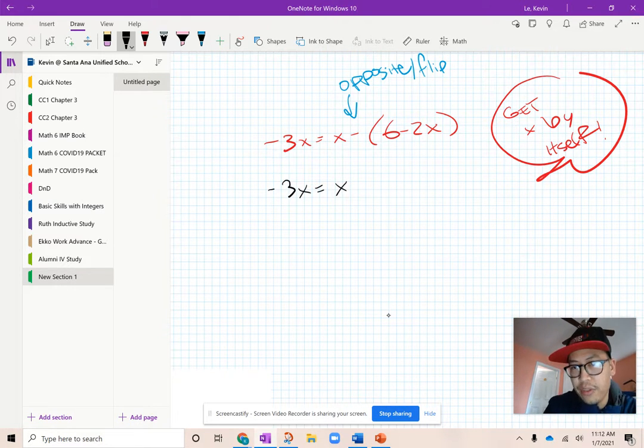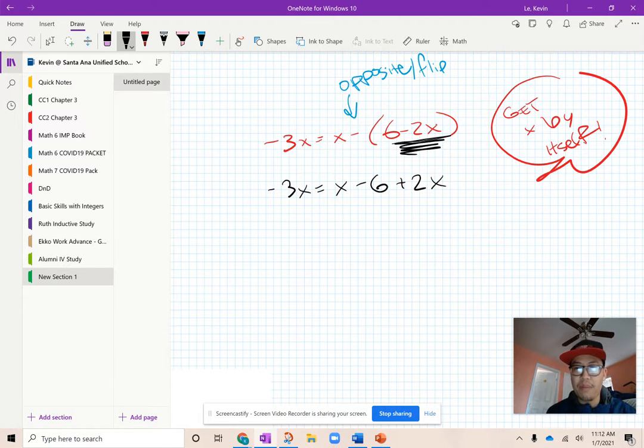Now flip everything inside the parentheses. This is called distributive property. So I'm going to flip the 6. The 6 is positive, so the 6 right now should be now negative 6. And I flip my negative 2x. What's the flip of negative 2x? Oh, positive 2x. Okay, so now I've got my problem. All right, so let's get to going.